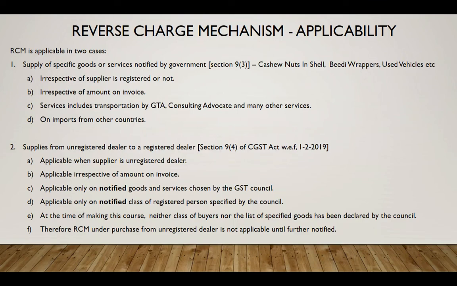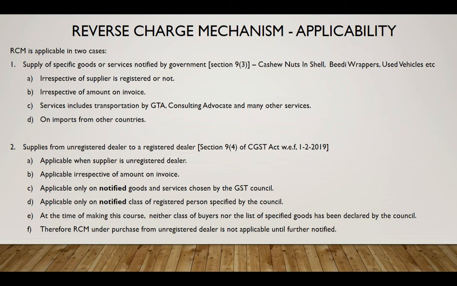There are two cases where RCM is applicable, and those cases are defined under subsection 3 of section 9 and subsection 4 of section 9 of the CGST Act. What you are viewing on your screen is a compilation of rules which are defined in the respective sections. Let me now provide you with an overview of what each section contains.